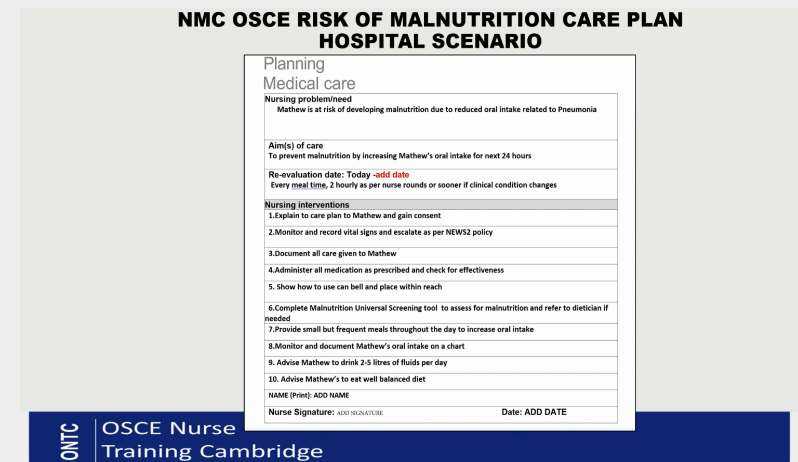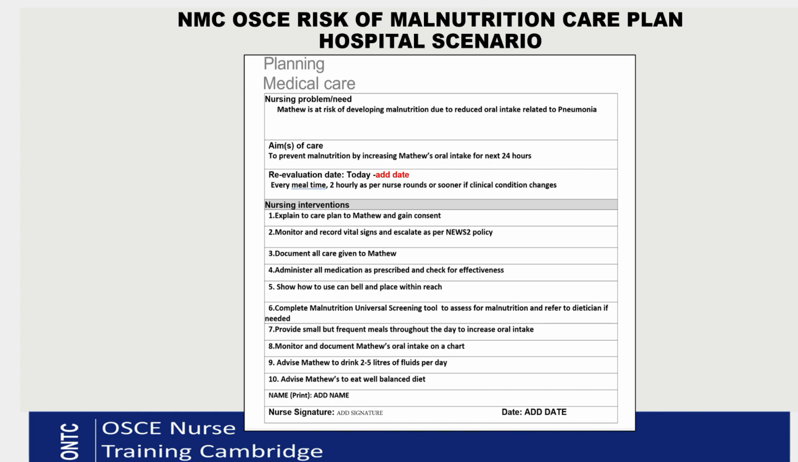Next one is, we need to document everything he's eating, because we need to monitor it. Document Matthew's oral intake on a chart. And then next one will be, encourage Matthew to drink 2 to 5 liters of fluids a day, because that's really important to keep him hydrated.